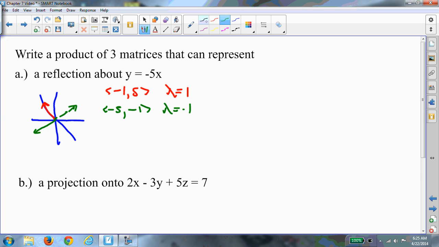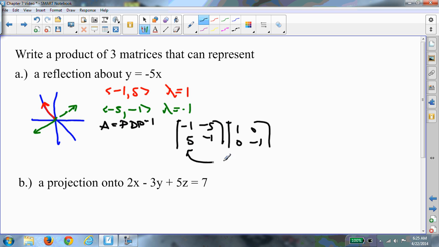Now, since A equals PDP inverse, with P consisting of eigenvectors and D consisting of eigenvalues, I can write this as a product of three matrices: negative 1, 5, negative 5, negative 1. That would be my P. My D would be the corresponding eigenvalues, so 1, negative 1. And notice these are matched up. And then P inverse, negative 1, 5, negative 5, negative 1 inverse.